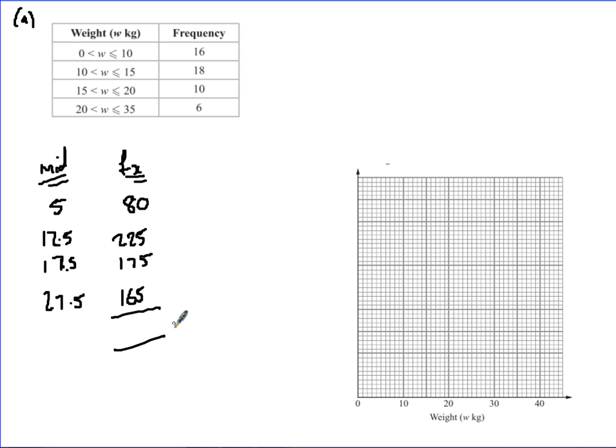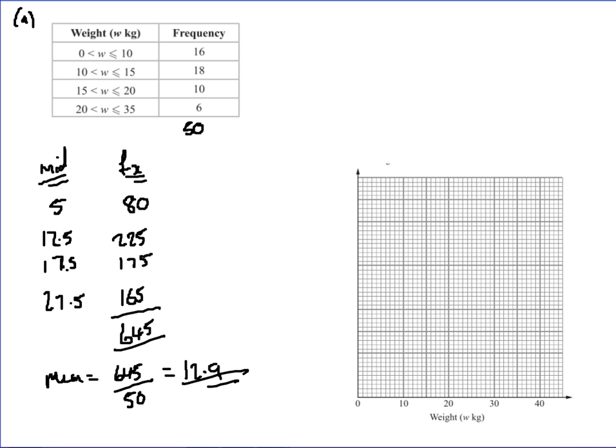165 plus 175 plus 225 plus 80 is 645. We then divide that by the total here. Now we've already been told it equals 50 in the question. So the mean is 645 divided by 50, which gives us 12.9 for the mean weight. That's the mean worked out.